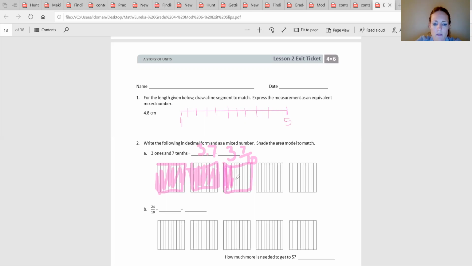Now I have 7/10. This is representing my tenths, and I would shade in 7 of them. Okay, and again, I'm going to let you do B because that is really your practice.